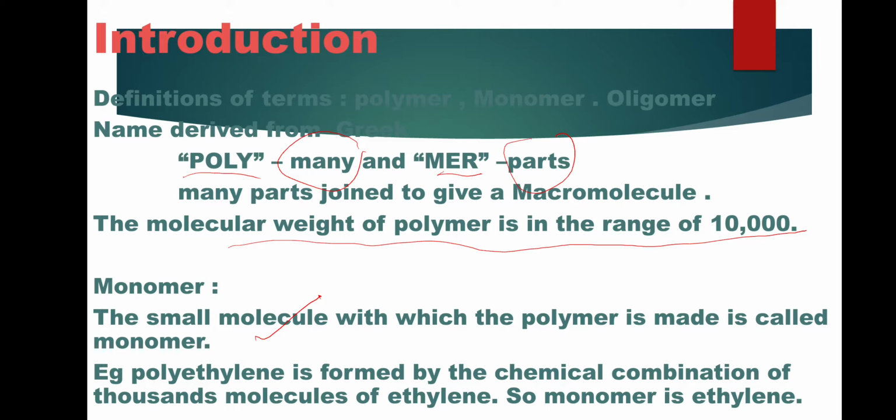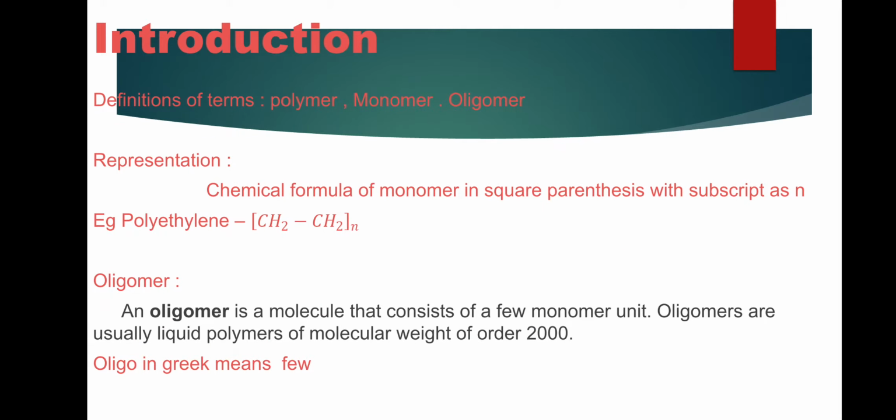Polyethylene is formed when small molecules combine to form a huge molecule. So ethylene is the monomer and polyethylene is the polymer. Then whenever we represent a polymer, we write the molecular formula of ethylene. Actually the molecular formula is CH2 double bond CH2. This double bond breaks and only then will it join.